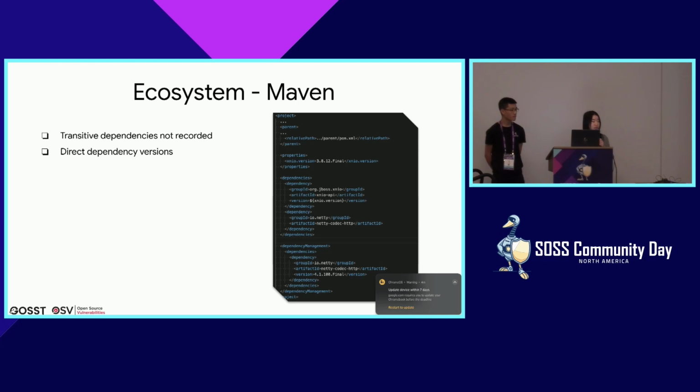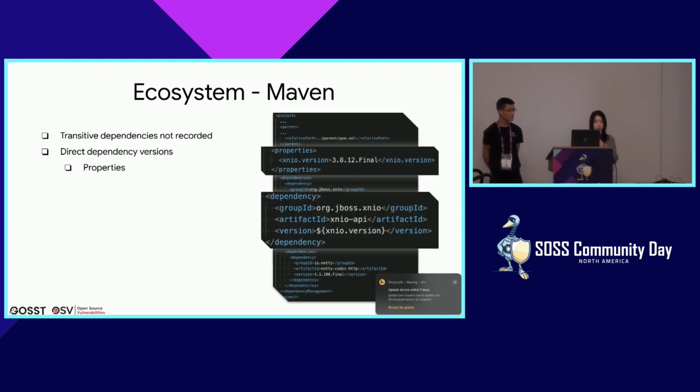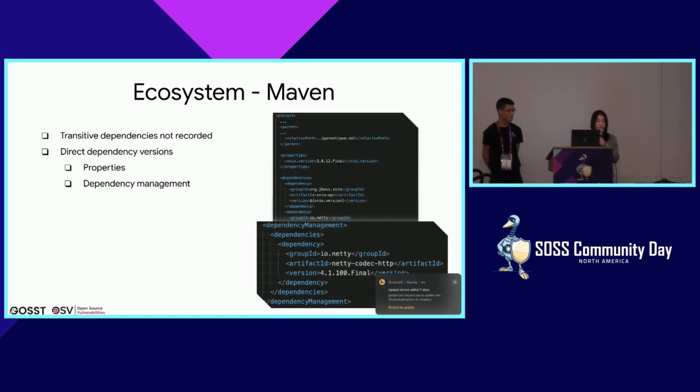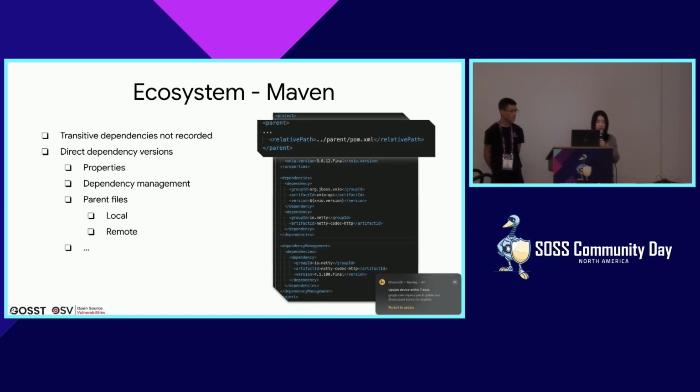And even direct dependency versions are not easy to get. Versions could be defined and replaced by properties, which requires us to perform variable substitution. Versions can also be defined in the dependency management section instead of the dependency section. Moreover, dependency management can be inherited from multiple files. Here, we're using a local parent file to define some package versions. This parent file could also have been placed on a remote server.